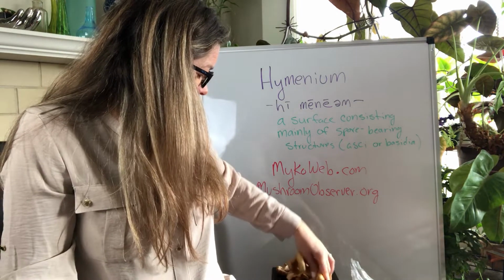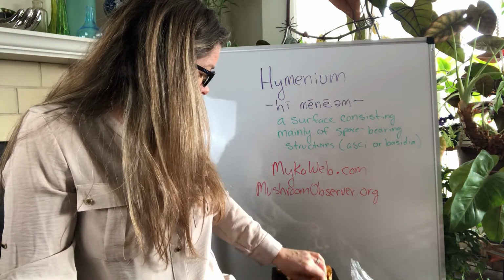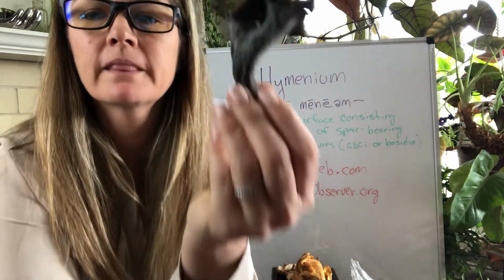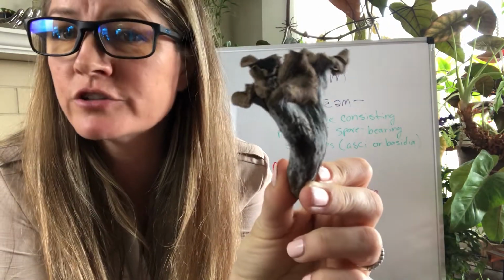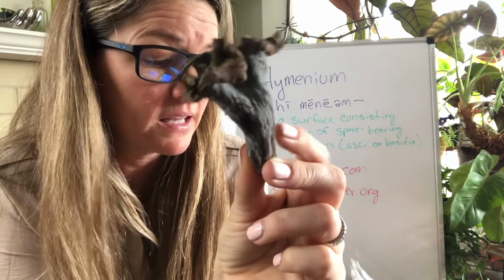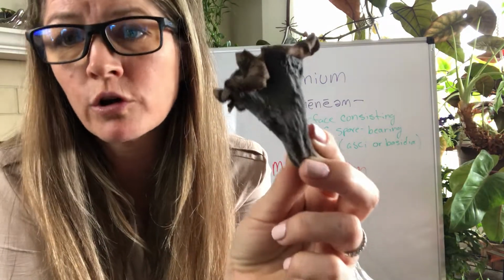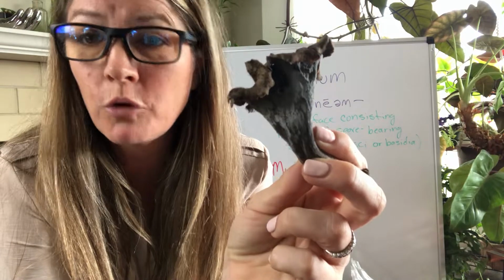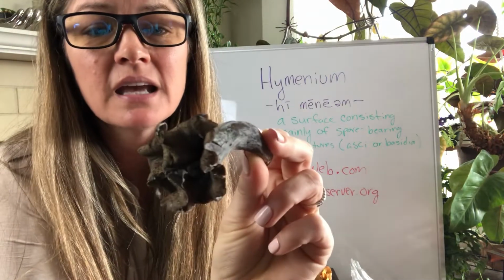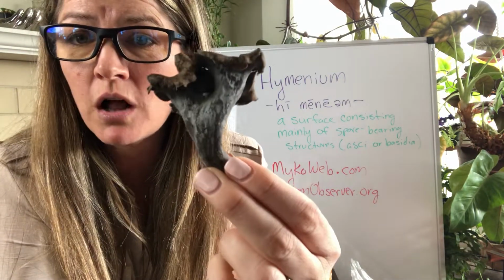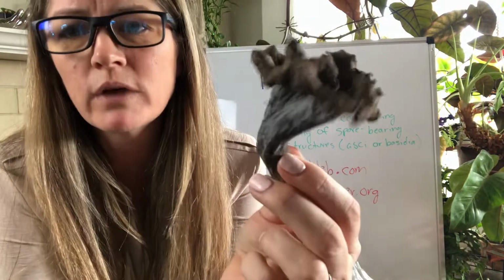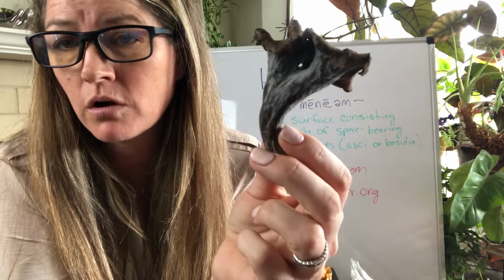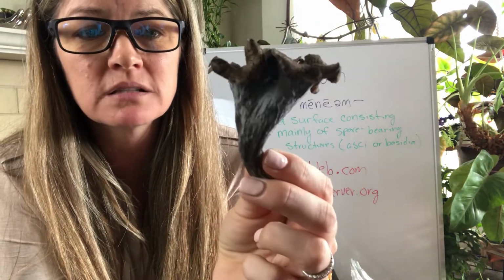And then I also have another chanterelle. This is Craterellus cornucopioides, which is a tongue twister. Craterellus cornucopioides. This is a black chanterelle or trumpet chanterelle. These are great for pizza or risotto, or I actually had them in scrambled eggs this morning.